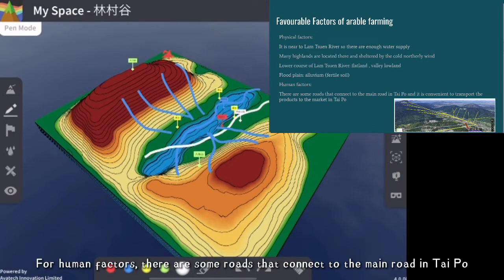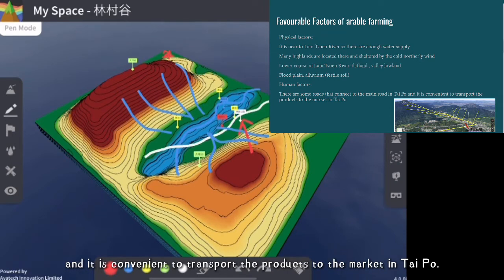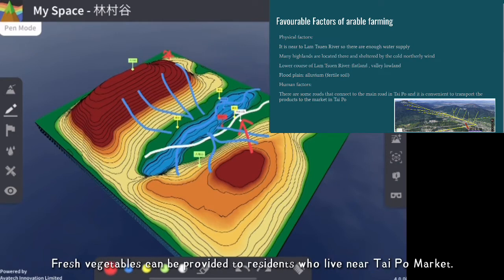For human factors, there are some roads that connect to the main road in Tai Po, and it is convenient to transport the products to the market in Tai Po. Fresh vegetables can be provided to the residents who live near Tai Po Market.